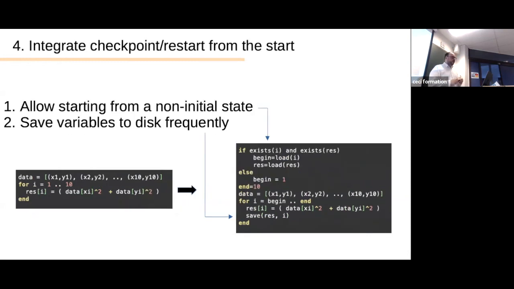Also, it's important to make it checkpoint restartable from the start. Maybe you've attended the checkpoint restart session a few weeks ago. But again, if you have a loop like this, it doesn't take many more lines to make it checkpoint restartable. So just make sure that you are able to start from a non-initial position, and make sure that you save the result at every iteration or using signals at some point. If you do that from the beginning, it will be much easier to maintain afterwards.